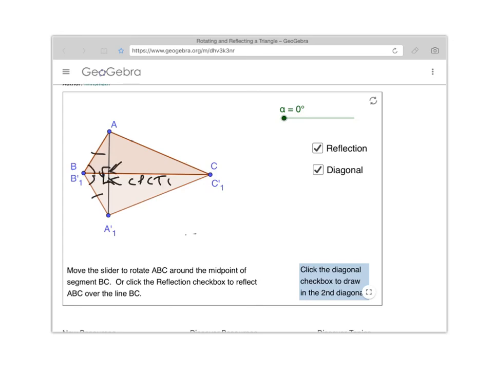But we also know that these two angles are supplements, and that means that they sum to 180, which means that each of them has to have a measure of 90 degrees, which means that these two diagonals form a 90-degree angle, which means that they are perpendicular to each other.